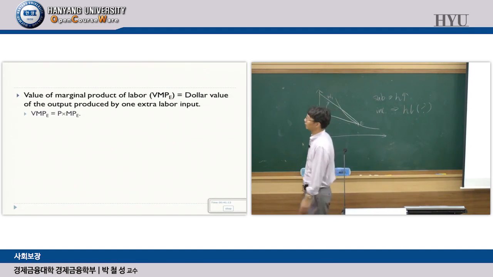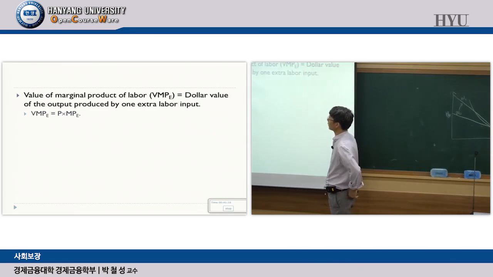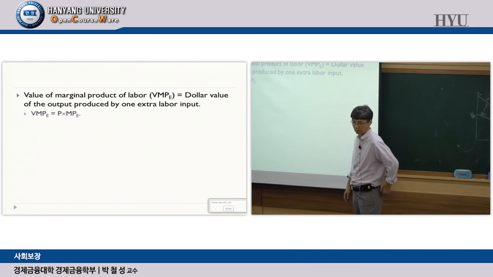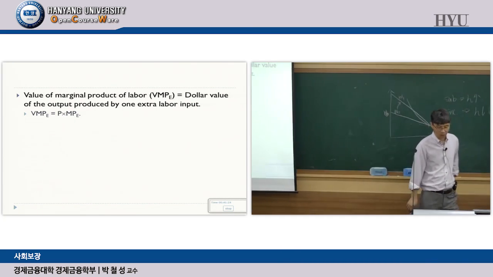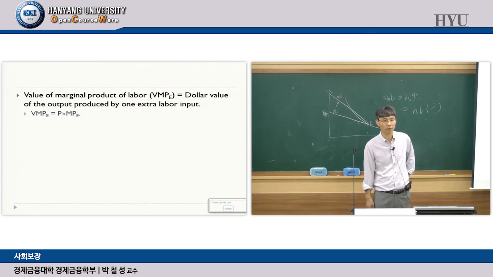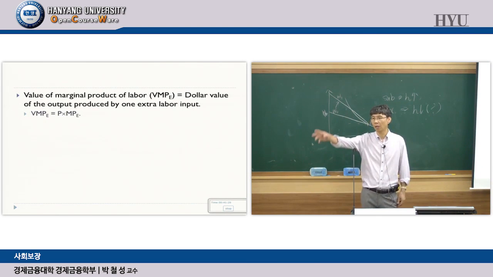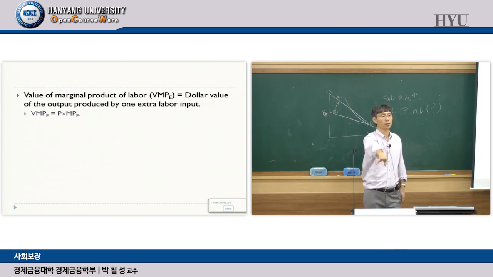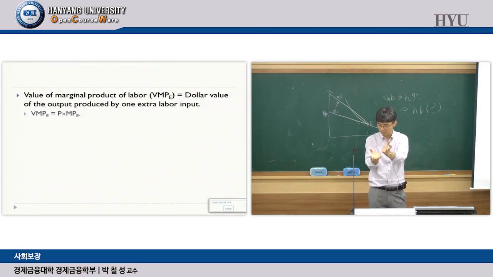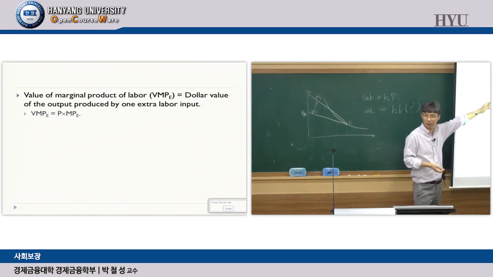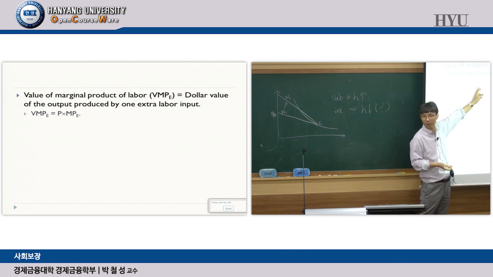We defined the marginal product of labor, and here let's define the value of marginal product of labor. What is the value of marginal product of labor? It's just the dollar value of the output produced by one extra labor input. What it means is simple. You put one additional labor into production, you have that additional product, and you sell it in the market, then how much money can you make? That's the value of marginal product of labor, VMPE. So it's just the price times MPE.